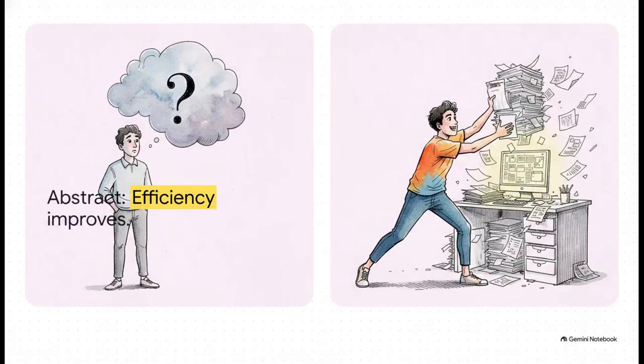To put that into perspective, take a look at the difference here. If you just write "efficiency improves," well, that's completely abstract. How is an animator, or an AI for that matter, supposed to actually draw efficiency? But if you write "a character completes tasks faster as a cluttered screen becomes organized," boom, you've got concrete visual nouns. You've given a crystal clear, actionable directive.